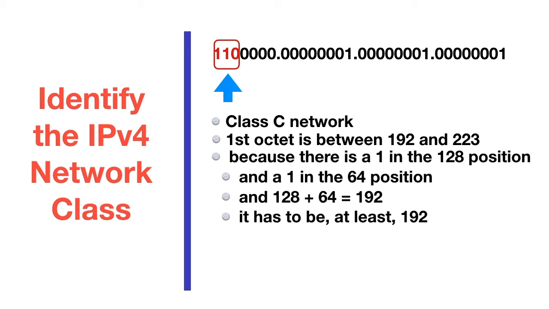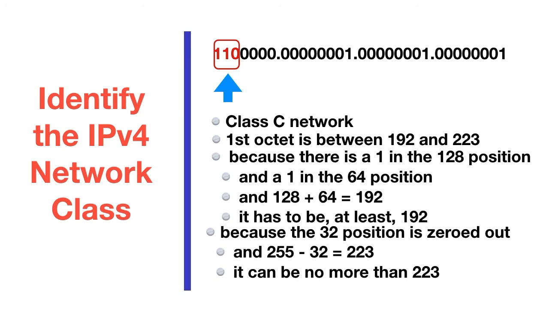Note that because there is a 1 in the 128 position and a 1 in the 64 position, and 128 plus 64 equals 192, the value of the first octet has to be at least 192. And because the 32 position is zeroed out, and 255 minus 32 equals 223, the value of the first octet can be no more than 223. The full IP address displayed here is 192.1.1.1.